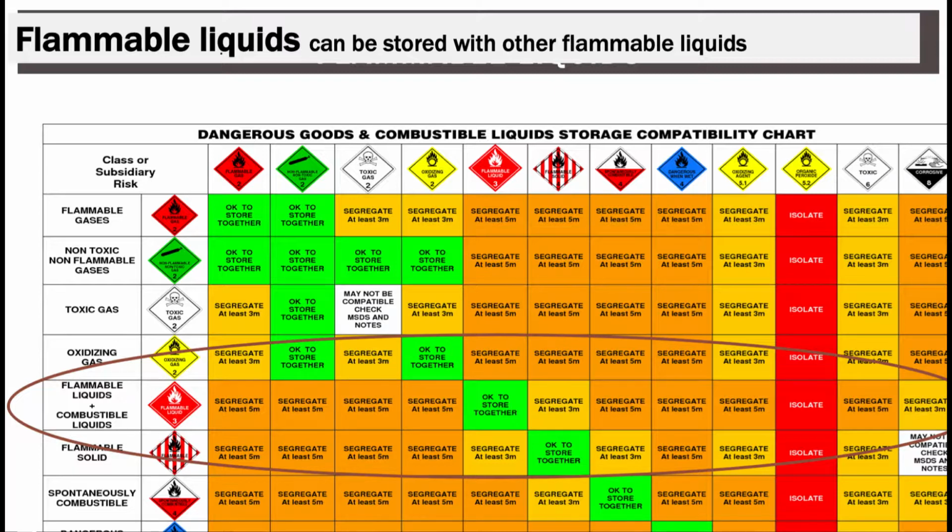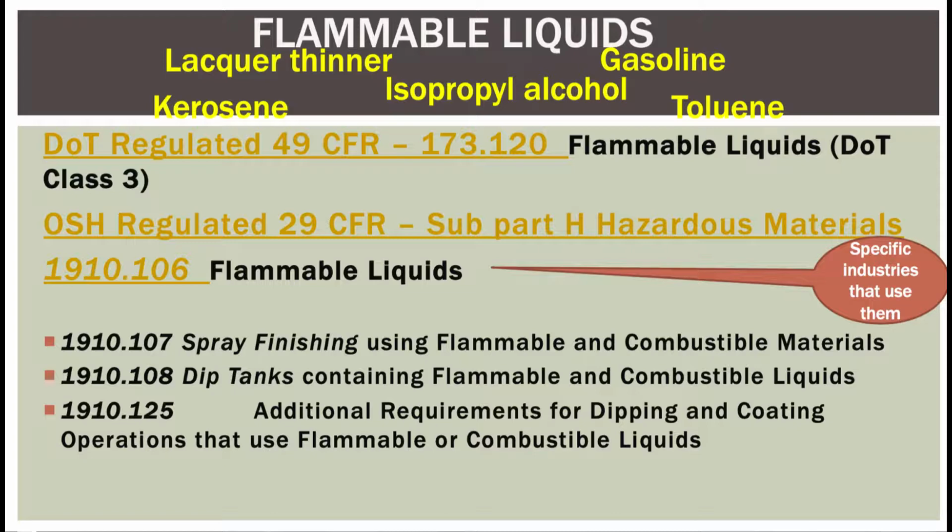So this is a general rule for storing flammable and combustible liquids. It's okay to store those together. You need to segregate them from most other hazard classes and completely isolate them from organic peroxides, which, as you can see, need to be isolated from all of our categories of hazardous materials. And our categories listed here are related to the Department of Transportation. Even though we're talking about OSHA, sometimes these rules overlap.